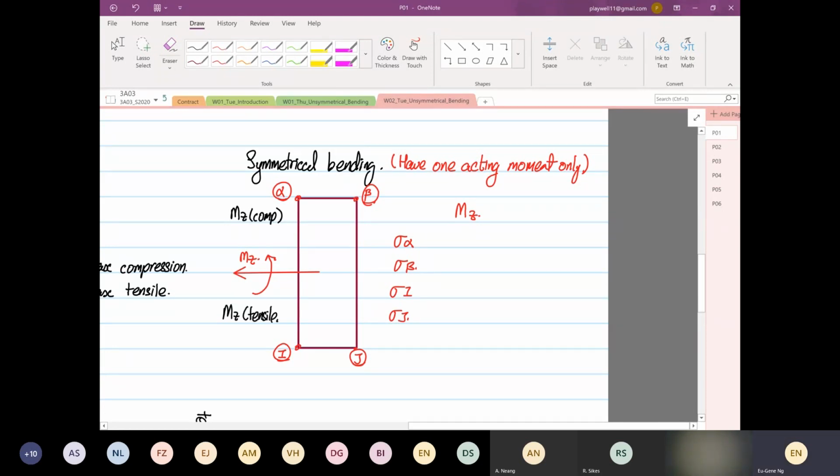They all share the same Y. So this is your Y1, and over here, this is your Y2. So you realize that alpha and beta are both compression, and I and J are both tension. And it happens that stress I is equal to stress J, and stress alpha is equal to stress beta. This is where we classified this loading system based on stress field to be symmetrical loading.